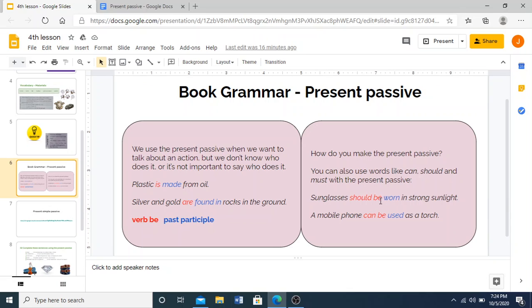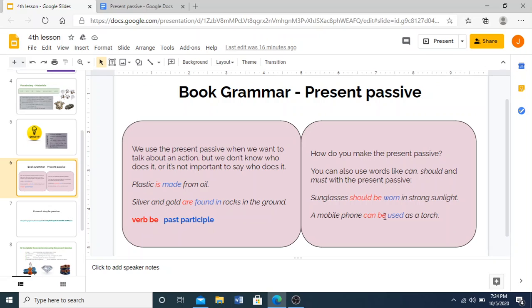Now, this is the part that forms the present passive. Be worn. You see, this is the present form of the verb be and the past participle worn, which in present tense is wear. So this is the past participle of wear, which is worn. And here we are also being told that we can use these words to form the present passive. Words such as can, should, and must.